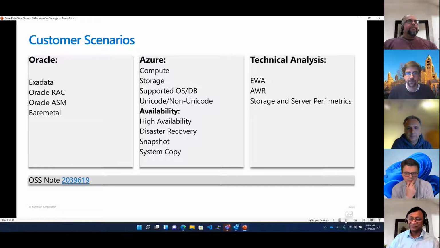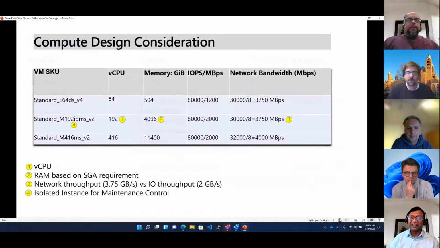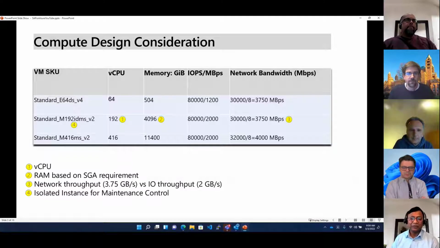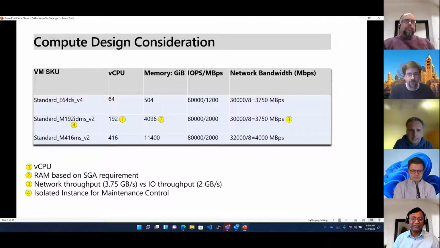All right, and with that analysis, that's a great segue. Momin, thank you for laying the foundation of the initial conversation. Now, let's dive into the compute design. When you think about it from the Azure standpoint, do we even have a SKU? Do we even have an IO profile to meet the customer requirement?